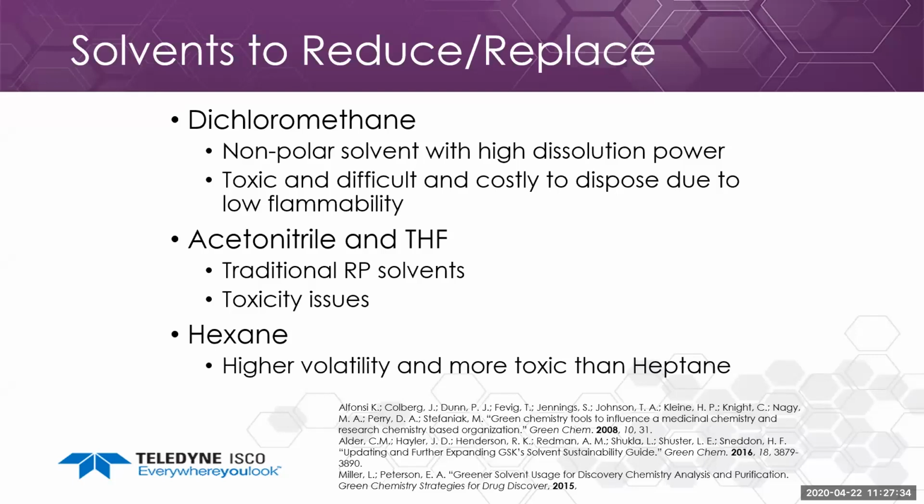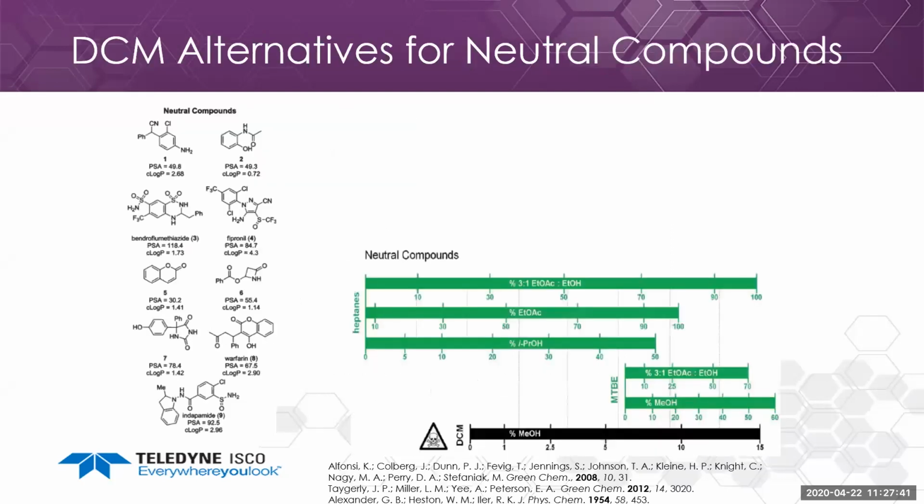So we're going to discuss some alternative solvents for these choices that may be useful for you guys in the lab. So we're going to begin with dichloromethane. There's a really neat paper from 2008 and 2012 that described some different alternatives to DCM solvent systems, basically. So a lot of times we'll use DCM and methanol to purify some of these compounds.